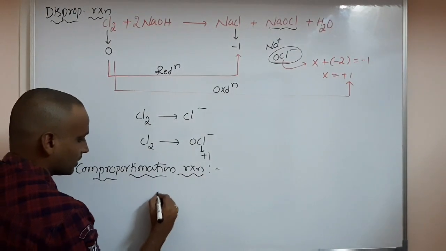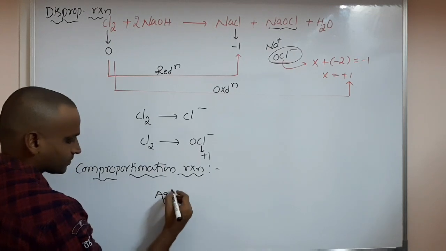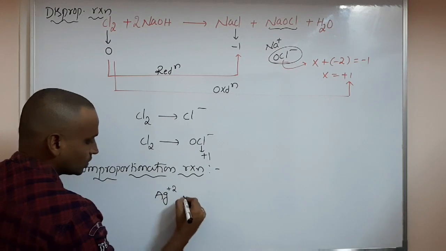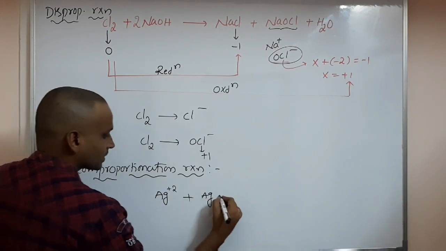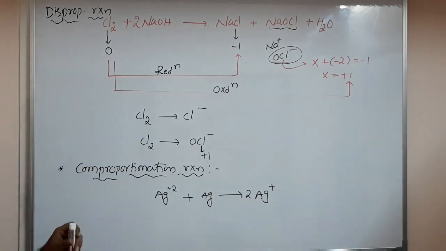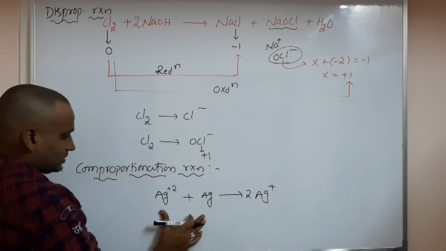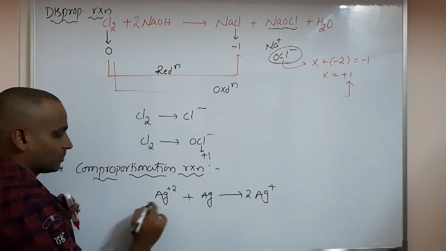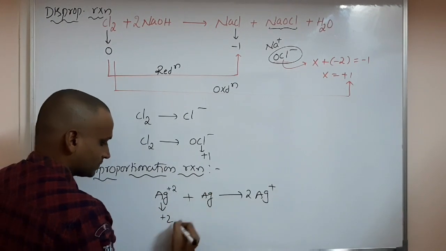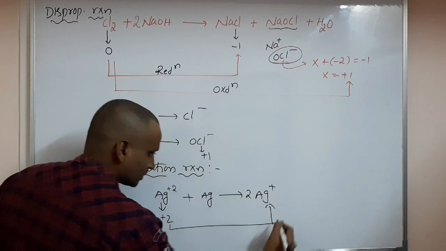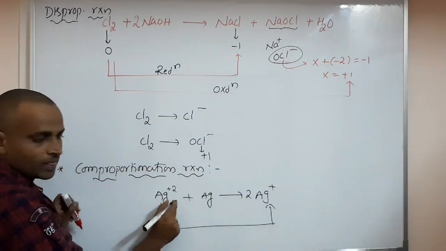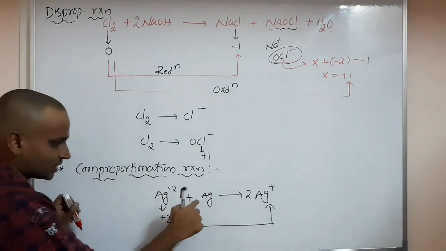So how, sir, you are saying? See, I'll give you one example. Ag2+ and Ag converted to 2Ag+. Sir, is it called comproportionation? Yes, it is comproportionation. Ag2+ here is +2. +2 converted to +1. Ag2+, how, sir, you are saying? Something like AgCl2 converted to 2AgCl with silver.